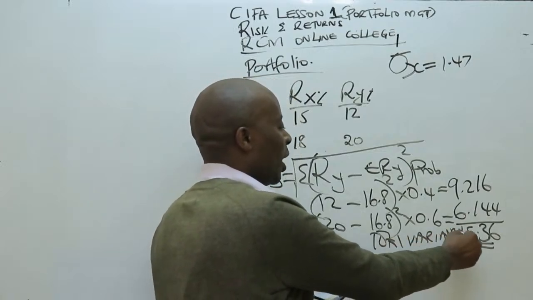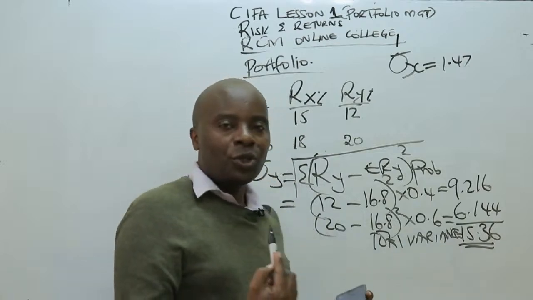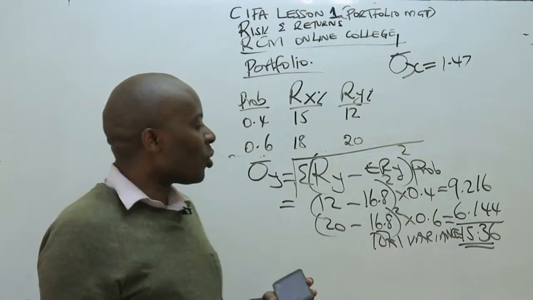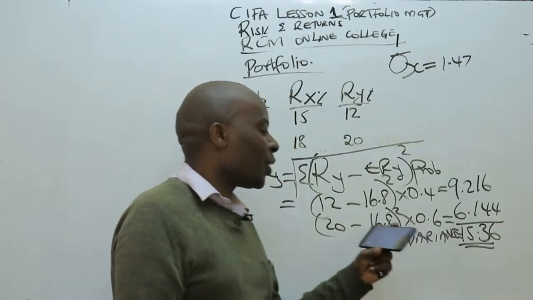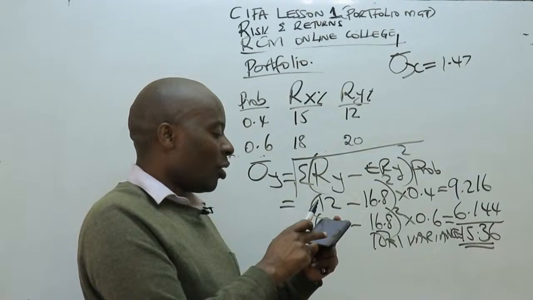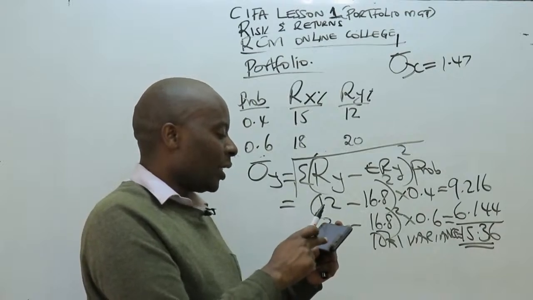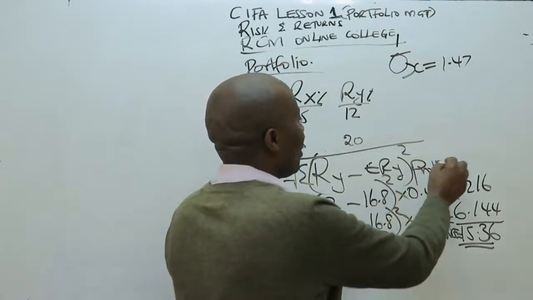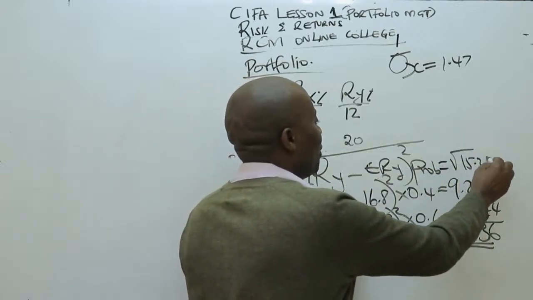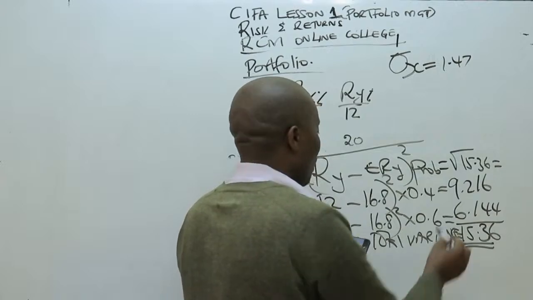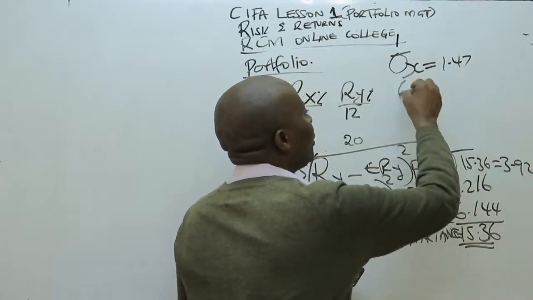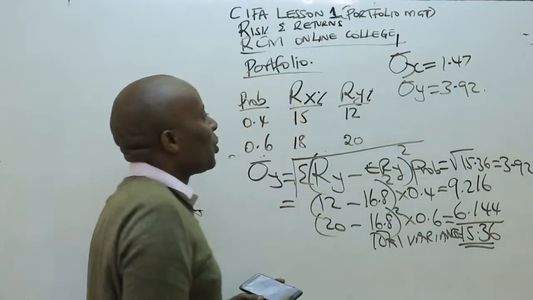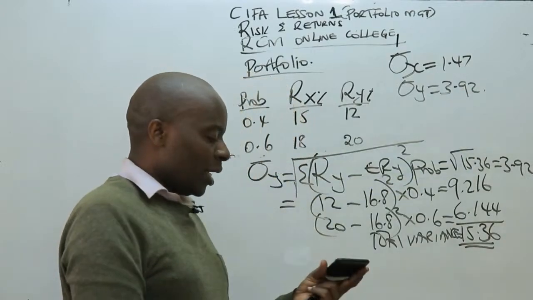And once you have the total variance, what you need to do is to give us the square root of that to ascertain the standard deviation. So the square root of 15.36. What figure are we able to see here, ladies and gentlemen? This gives us a standard deviation of Y of 3.92. So standard deviation of Y is 3.92.